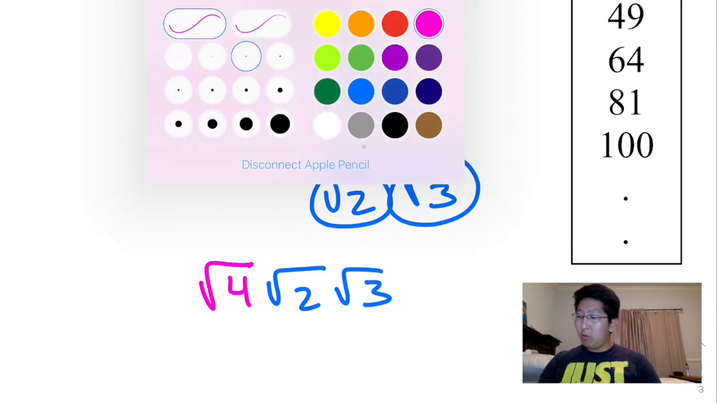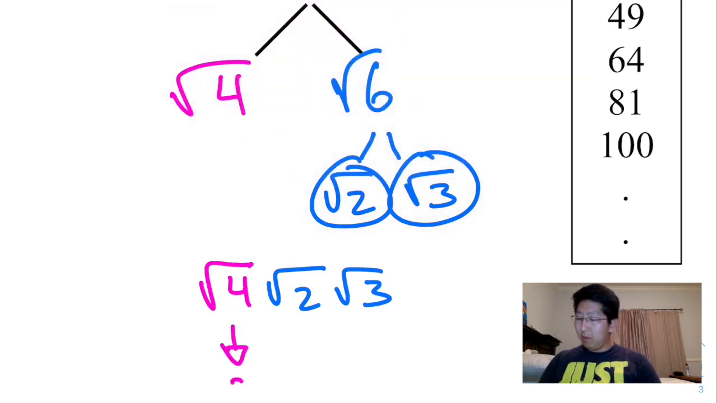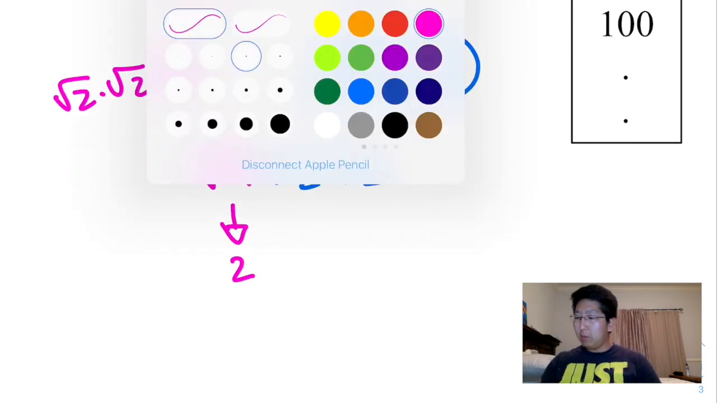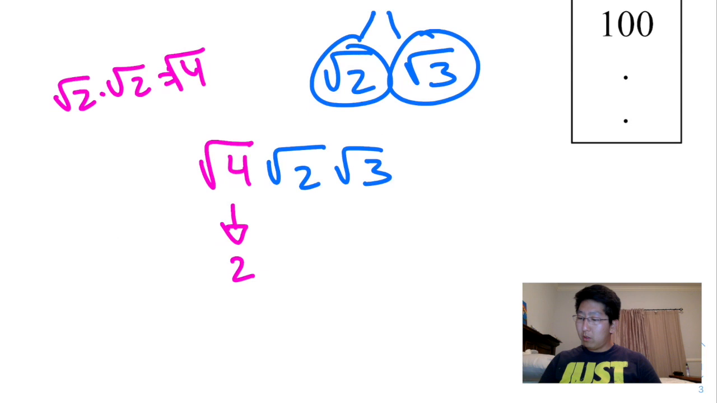times the square root of 2 times the square root of 3. And the square root of 4 is 2, okay? So that's 2 times the square root of 6. And that's our final answer.